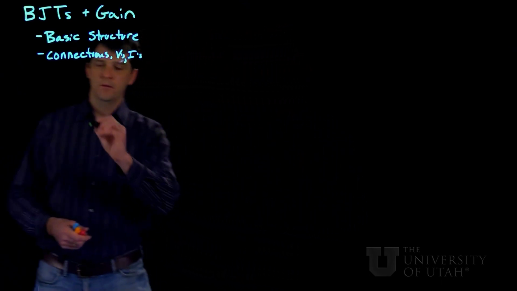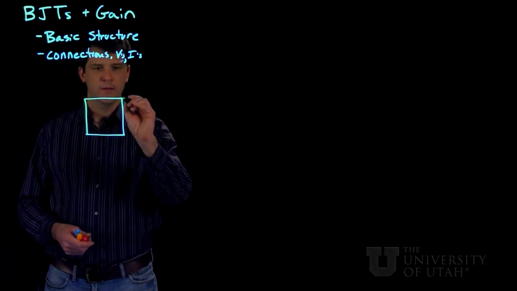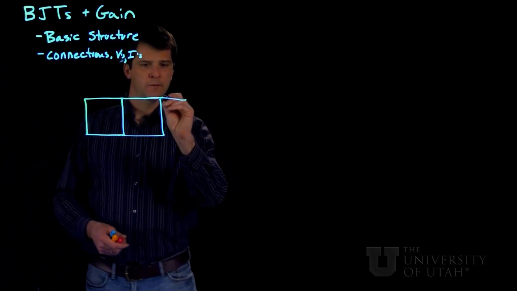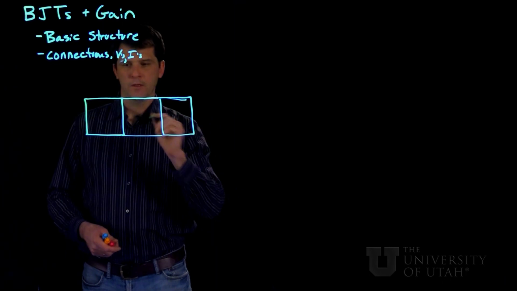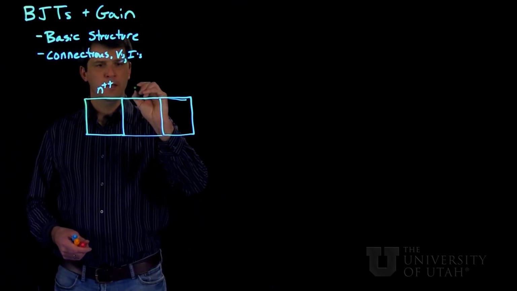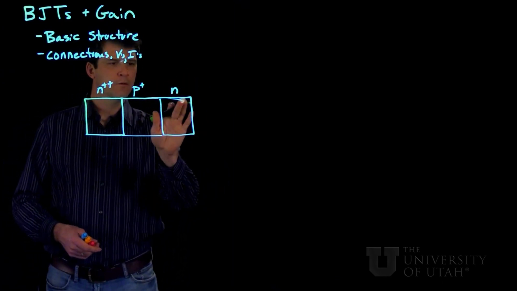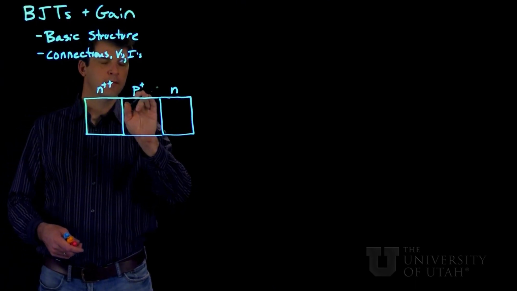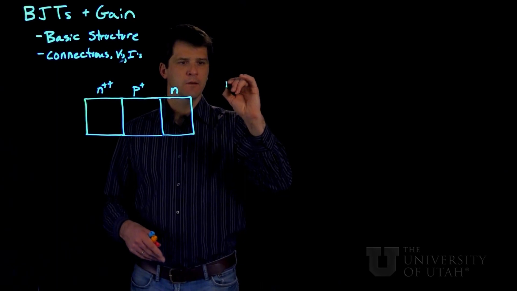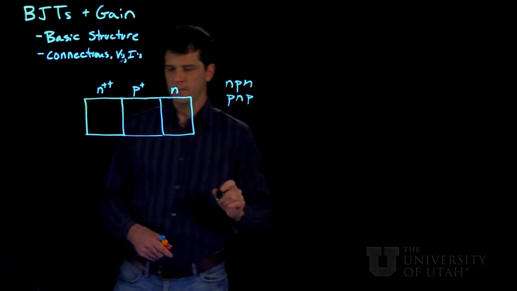So the physical structure in a block diagram is three doped regions connected together. So we could have N, P, N doping like this, or reverse it and have P++, N plus, and then P. So these are conventionally called the NPN or PNP transistors.